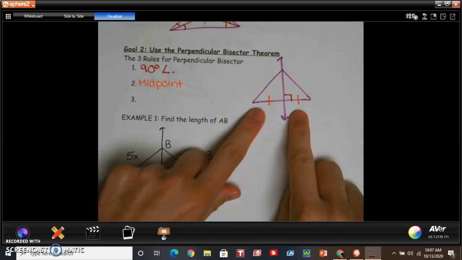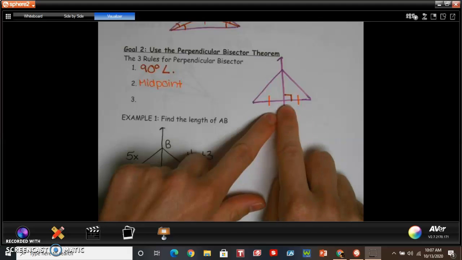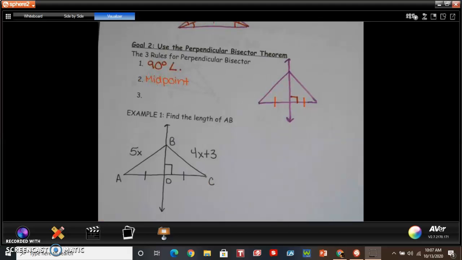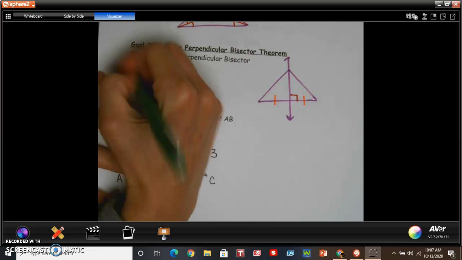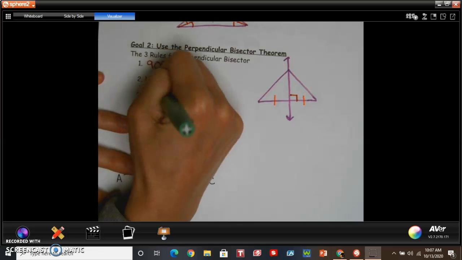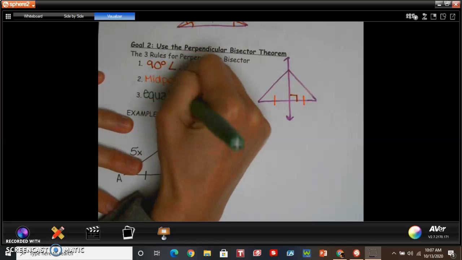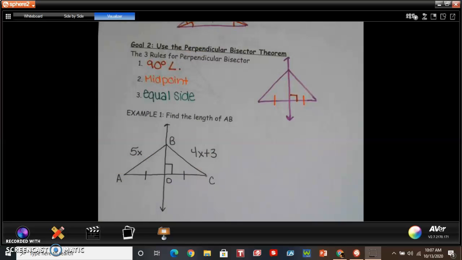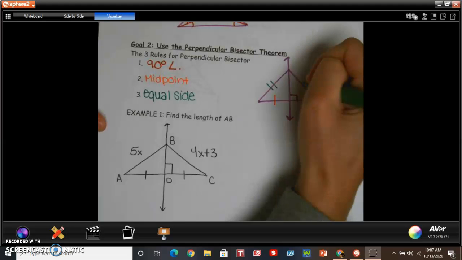So we have 2 equal parts. This represents our midpoint, because it's in the middle, and our box. And you're like, okay, that's what a perpendicular bisector is. So what's our third part? The third part is equal sides, or equidistant would be our vocab word whenever this happens.